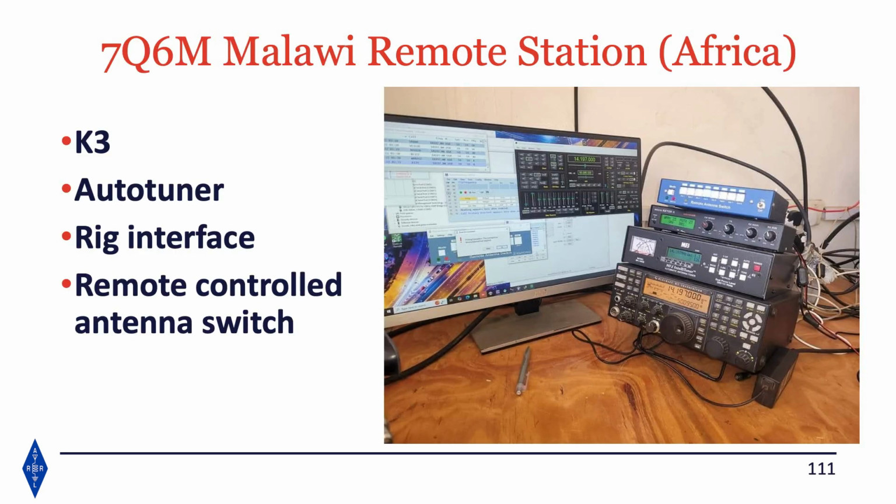And then this is the station that Gerry mentioned a little bit ago in Malawi. It's a remote station. It's a K3, has an auto tuner, a rig interface, and a remote controlled antenna switch, and that's it. So with this, let's get started with Gerry on remote planning considerations.